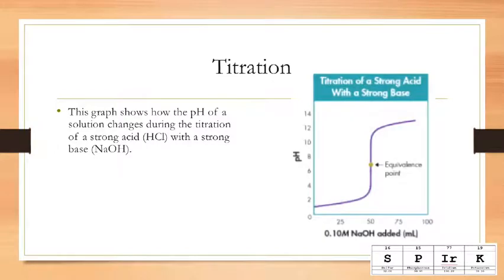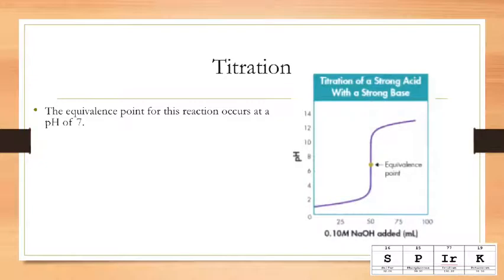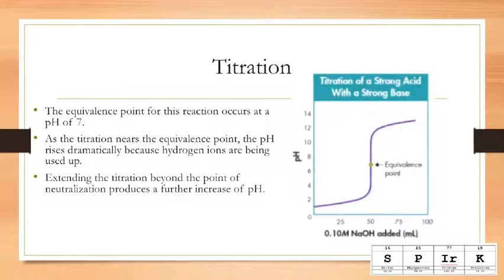So this is what the pH curve looks like for a titration. This graph shows how the pH of a solution changes during the titration of a strong acid with a strong base. The initial acid solution has a low pH of about 1. As NaOH is added, the pH increases because some of the acid is reacting with the base. The equivalence point for this reaction occurs at a pH of 7. As the titration nears the equivalence point, the pH rises dramatically because hydrogen ions are being used up. Extending the titration beyond the point of neutralization produces a further increase of the pH.